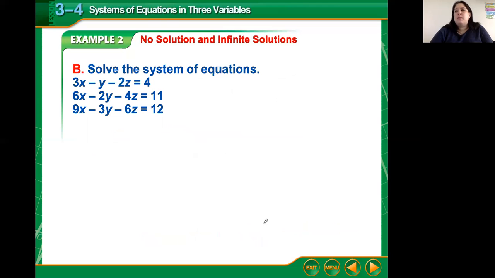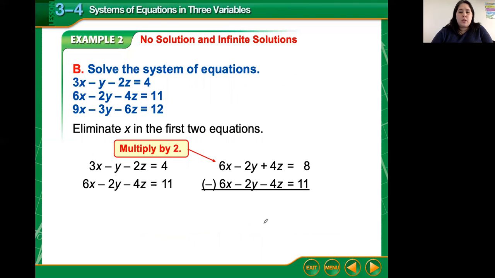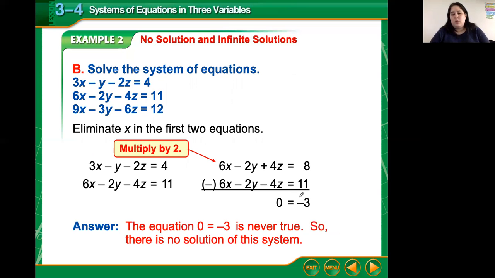All right, so another way we can look at this is if we have no solutions. When we eliminate x using the first two equations, we end up getting almost the same two equations, except they equal different numbers, and we get 0 equals -3. So this is what I meant by getting a false statement. Since this can never be true, this would be no solution.